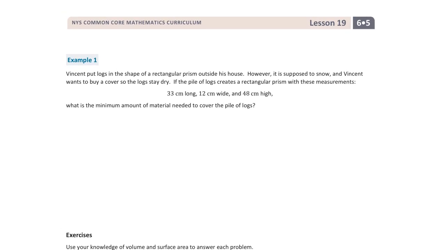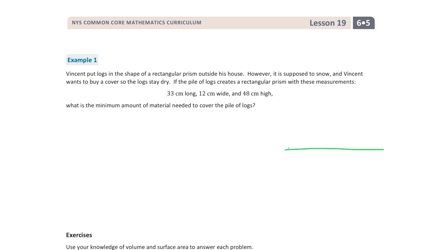Okay, on example 1, Vincent put logs in the shape of a rectangular prism outside his house. However, it is supposed to snow, and Vincent wants to buy a cover so the logs will still dry. If the pile of logs creates a rectangular prism with these measurements, 33 centimeters long, 12 centimeters wide, and 48 centimeters high, what is the minimum amount of material needed to cover the pile of logs?